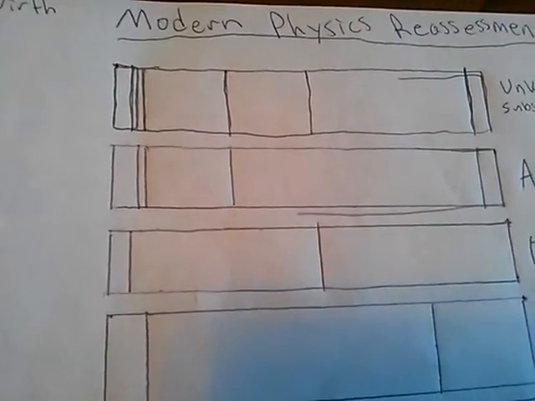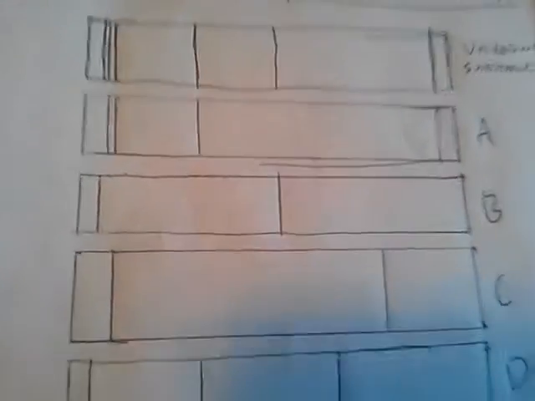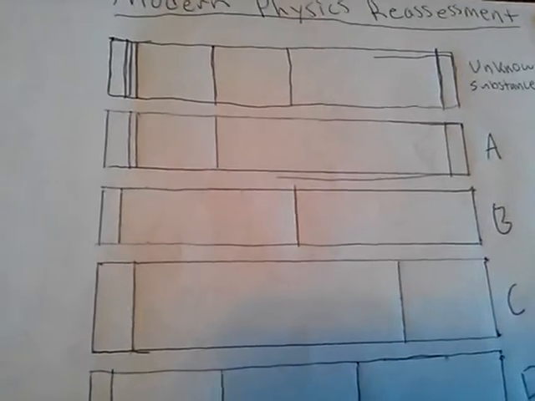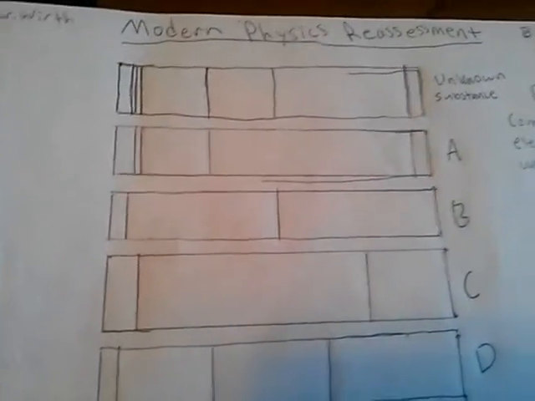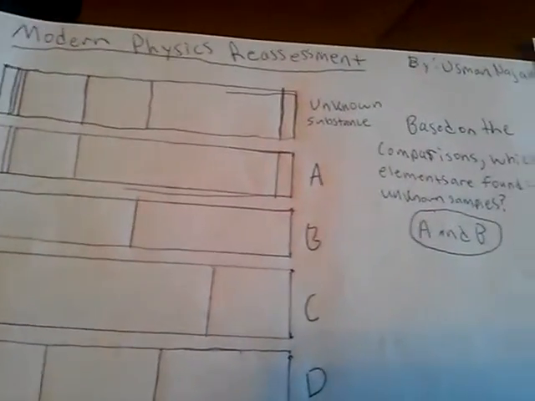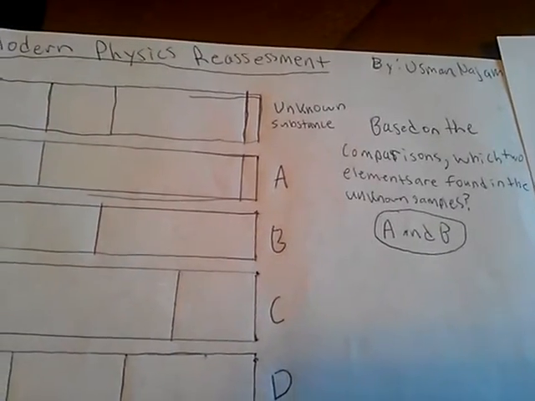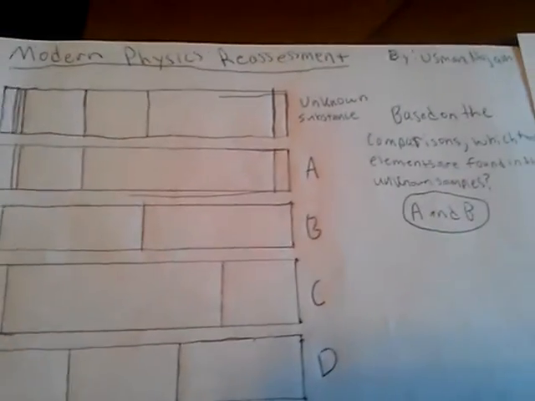And then looking at the other bars, you just have to take your time, and you realize that A and B are the only ones that can work together, and it's a fit. So based on the comparisons, which two elements are found in the unknown samples? That's what we were just looking at, and it's A and B. So this is our next question.